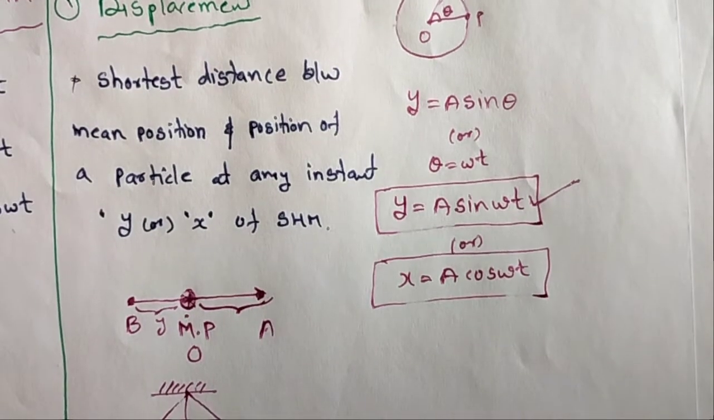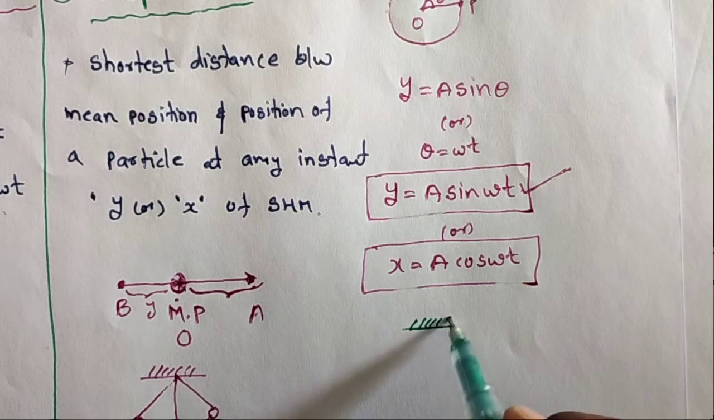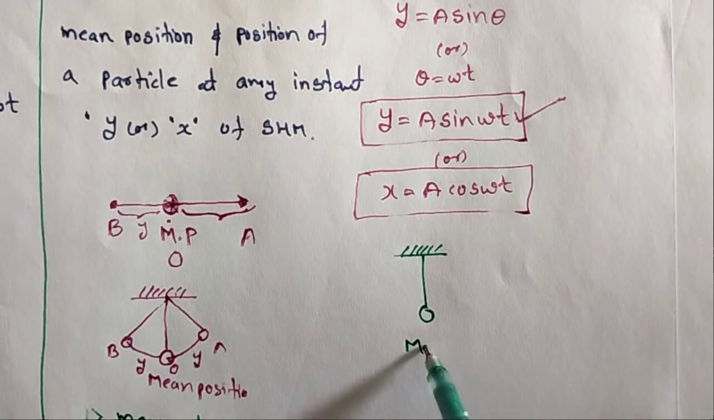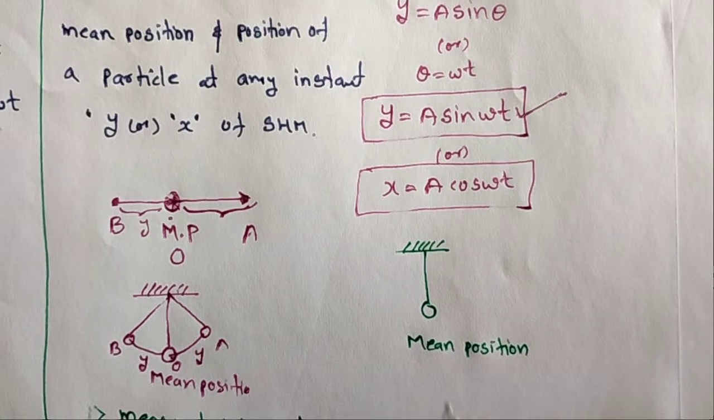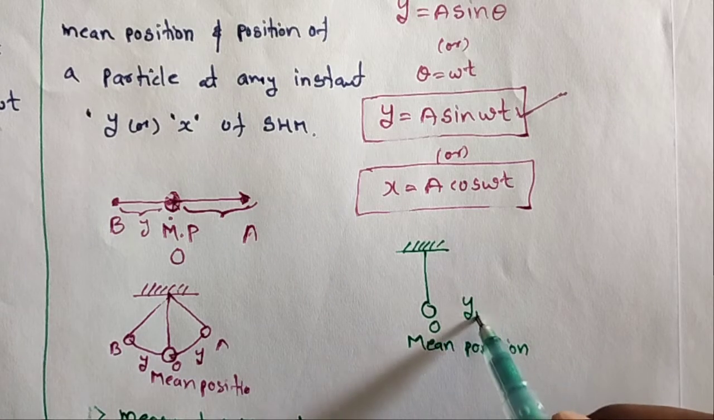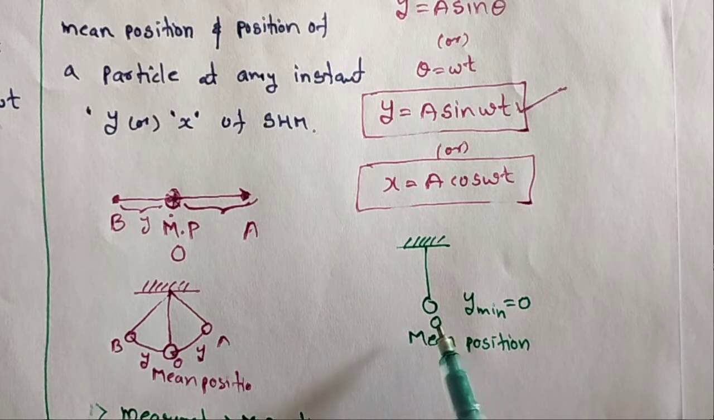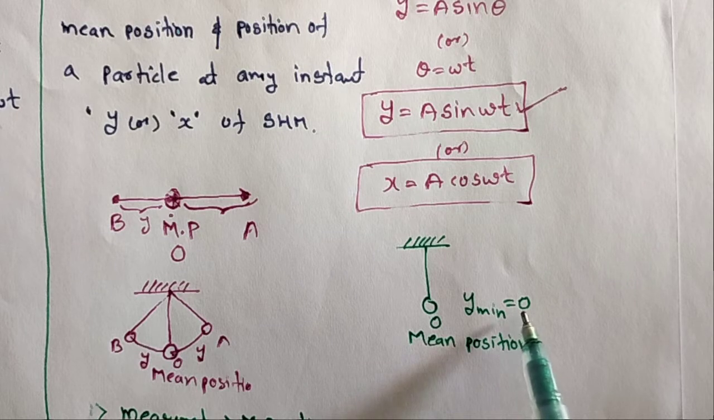And here, what is the displacement of the particle at the mean position? Suppose I am taking the simple pendulum, this is the mean position O. What is the displacement? Anybody guess? There is no displacement. y is equal to 0. There is no displacement at the mean position, at the equilibrium position, at the rest position. No displacement means y minimum is equal to 0.